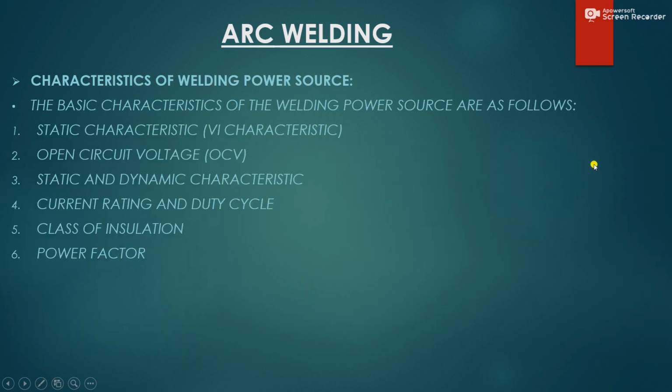Okay, let's go further. What are the characteristics of a welding power source which are required or desired? The first one is the static characteristics, which is the VI characteristic, voltage current characteristic. Second is the open circuit voltage. Third is the static and dynamic characteristics. Fourth is the current rating and duty cycle. Fifth is the class of insulation, and sixth is the power factor. These are the six basic characteristics which are taken into consideration while selecting a particular power source.